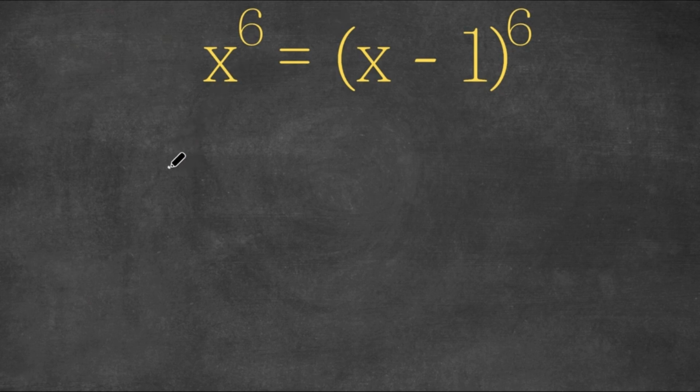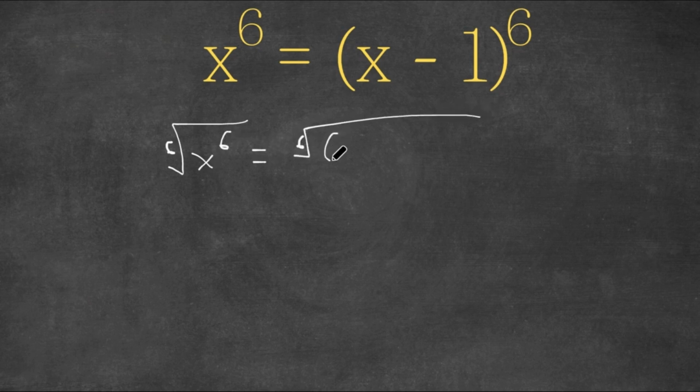So x to the power of 6, we're going to do x to the power of 6 to the sixth root, and this is going to equal the sixth root of x minus 1 to the power of 6. And these two actually cancel out. So x to the power of 6 to the sixth root, it's going to cancel out because these two are opposites. So remember, opposites cancel out.